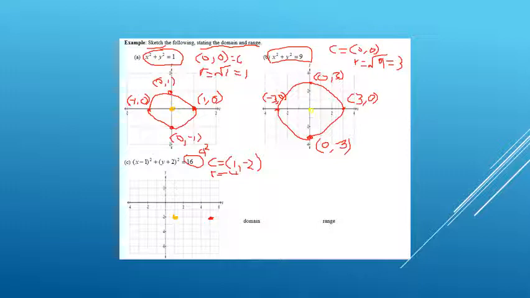From the centre, if I go straight up 4, I'm going to get to the point 1, positive 2, which is here. And if I go straight left from the centre, I'll get to the point minus 3, negative 2, which is here. And if I go straight down 4 units, I'm going to get to 1, minus 6.